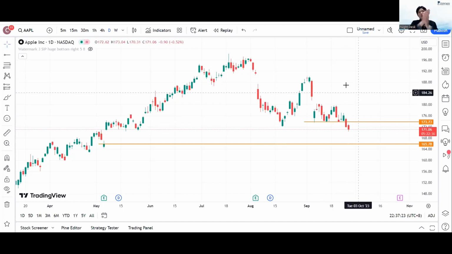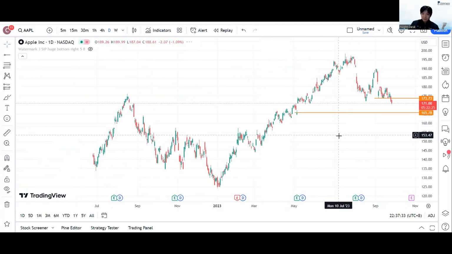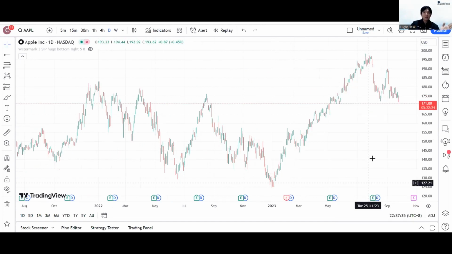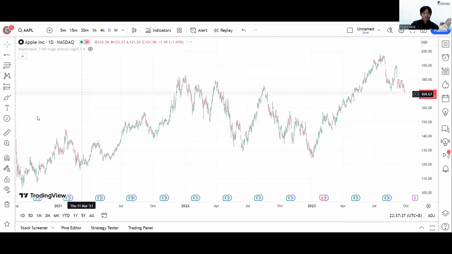You have up, sideways, down. Sideways is the longest time price will be stuck there. It's the longest period that they will be basically playing around. For example, if we just look at Apple, we are seeing this area over here.